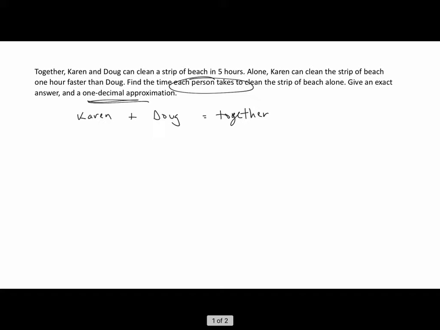Okay. So together they can clean the strip of beach in 5 hours. So they can do 1/5 as their rate of cleaning the beach together.